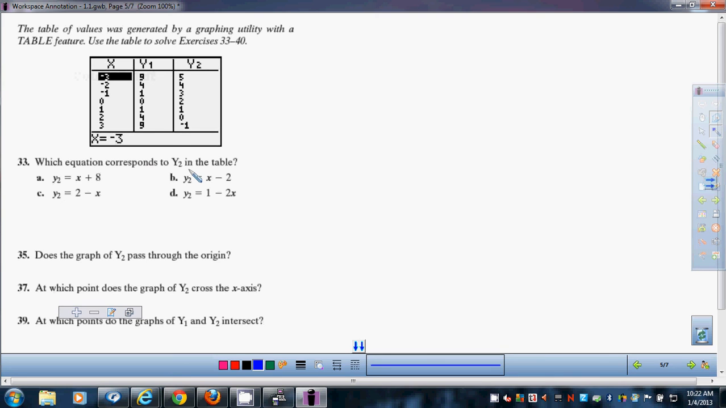At what point does the graph of y2 cross the x-axis? What's the y value going to be when your graph crosses the x-axis? 0, yeah. So at what x value does that happen for y2? Very good. X equals 2. Questions about that one?